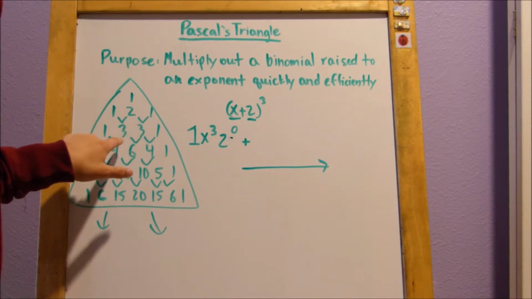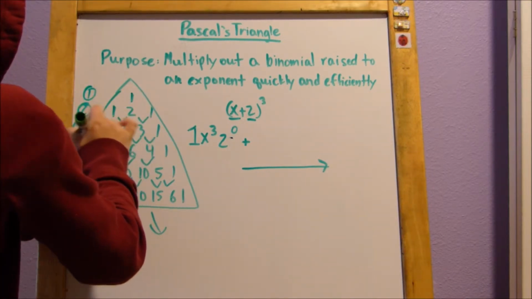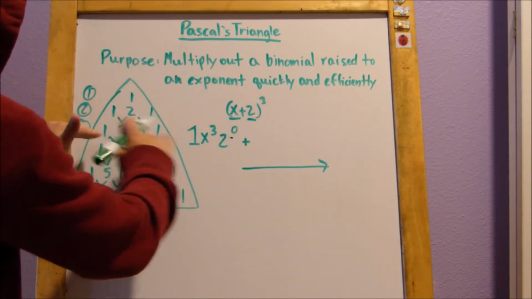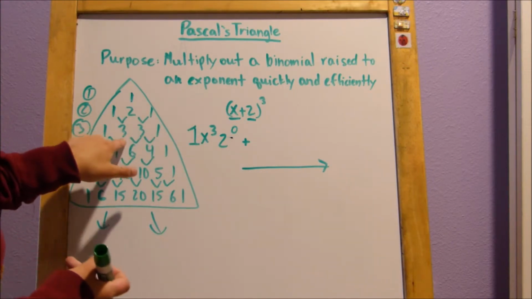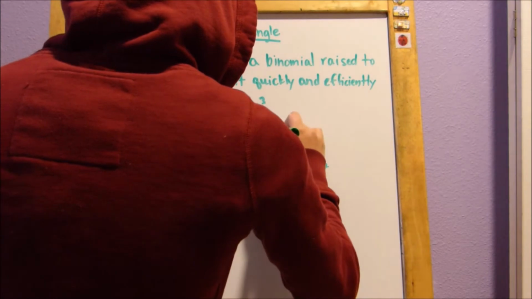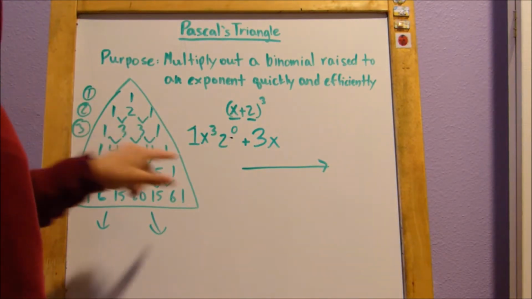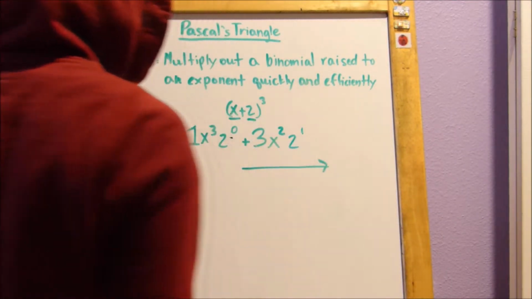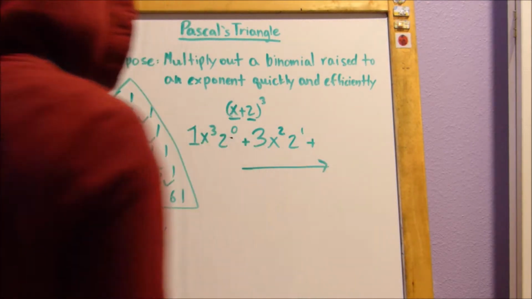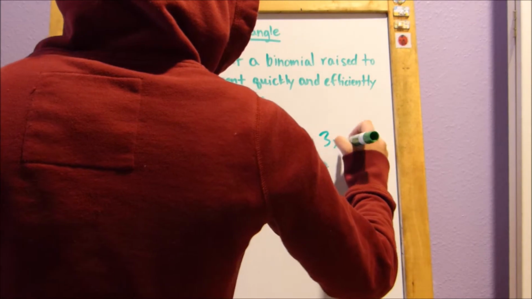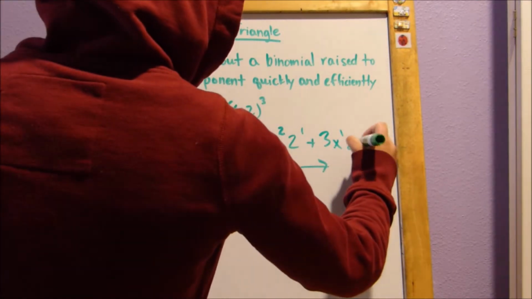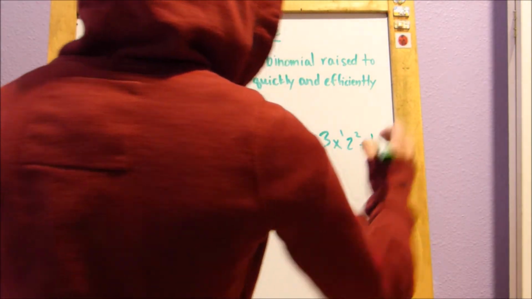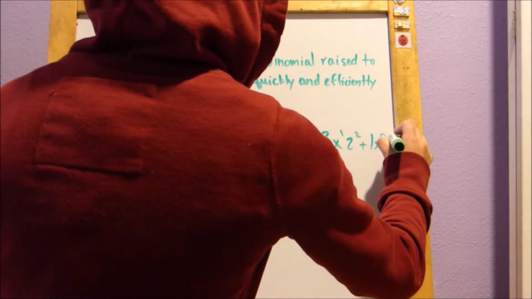So then our next coefficient is, I should mention, we're using this row because this is the 3rd row, and since we're cubing it, 3rd row, cube, everything makes sense here. Now, our second coefficient will be 3. So 3, and then since we're going to subtract 1 from our x's exponent, it's going to be x squared, and then 2 is going to be 2 to the 1st. Now the next term, our coefficient will be 3. 3 times x to the 1st power, and then 2 squared. And then our final coefficient is 1. We have x to the 0 power, which is really just 1. And then we have 2 cubed.